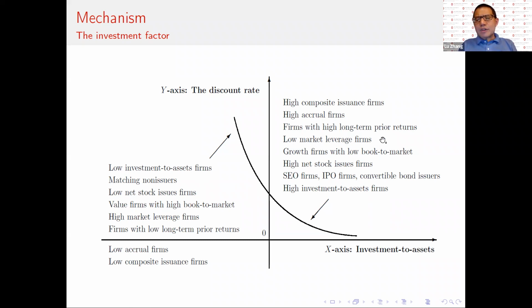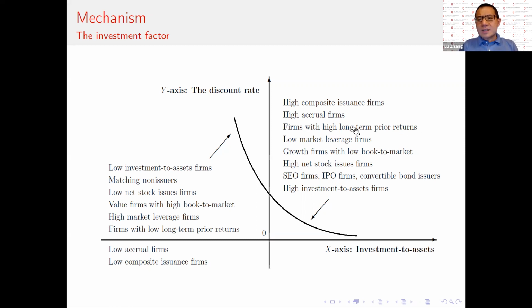I also have market leverage right here. It turns out in the data, book leverage is not that related with future returns on average, but market leverage is positively related with average returns. Because market leverage has market equity in the denominator, we interpret market leverage as another metric of value versus growth. We are following the Fama-French 1992 interpretation. So again, firms with low market leverage are going to have high investment because their Tobin's Q is high. Going forward, they should earn lower rates of returns on average.